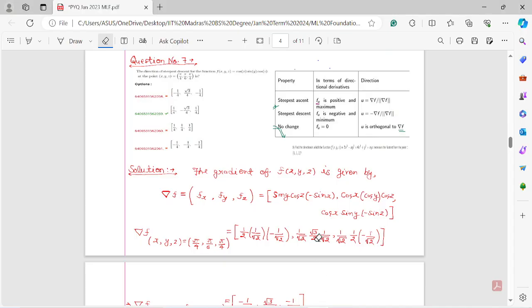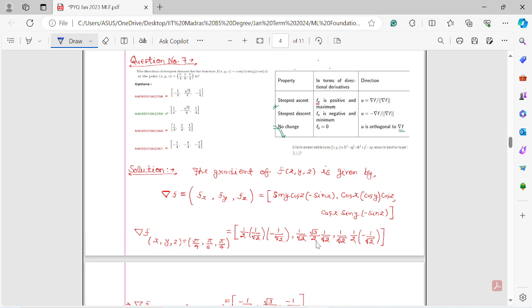Let us solve the remaining problem. Problem number 7: the direction of steepest descent for the function f(x, y, z) = cos x sin y cos z at the point (x, y, z) = (pi/4, pi/6, pi/4) is. So we have to find the direction of steepest descent.